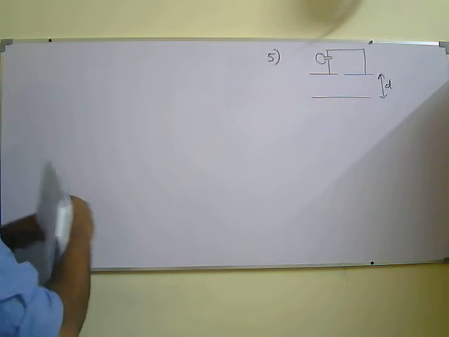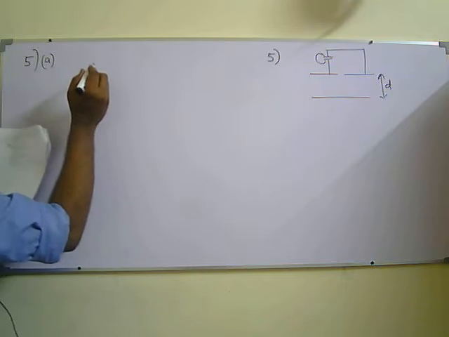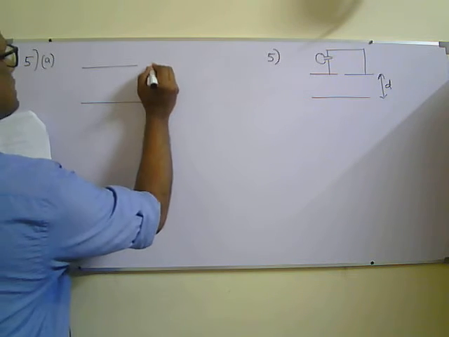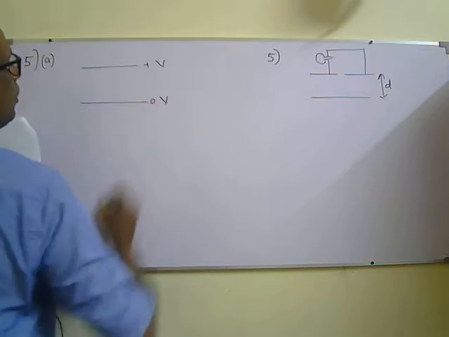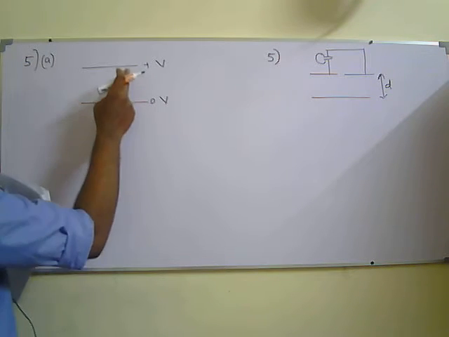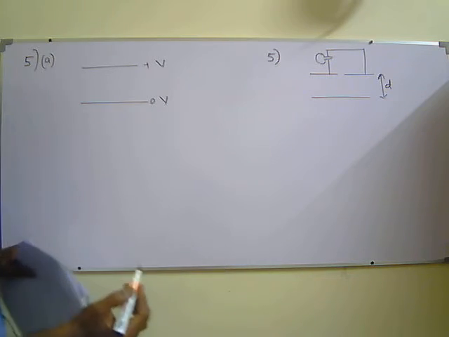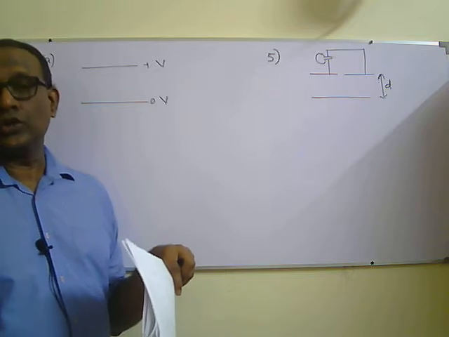So, question number 5, part A. They are giving parallel plates. This is plus volt, this is 0 volt. Okay, that doesn't matter, because relative to this one it is negative, and relative to this one it is positive. 0 volt, maybe it would have been connected to earth. I told you whenever something is connected to earth, that potential will become 0.